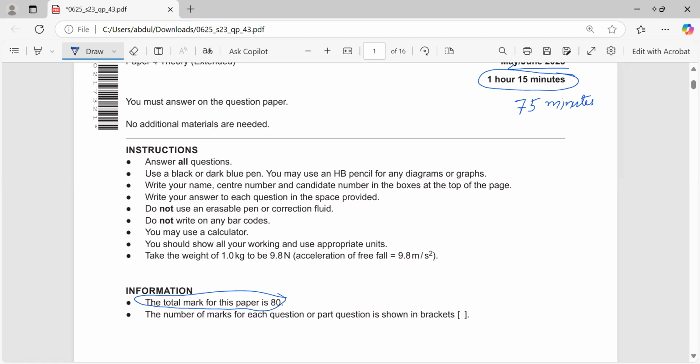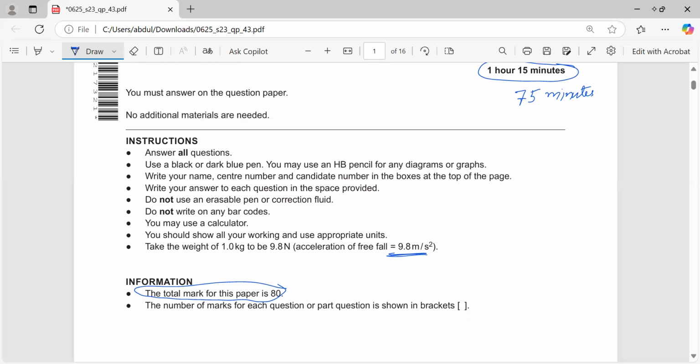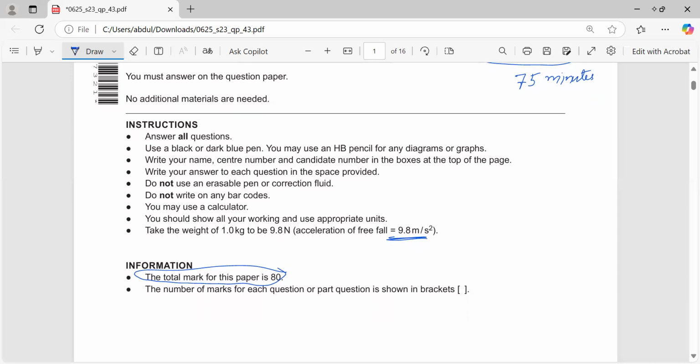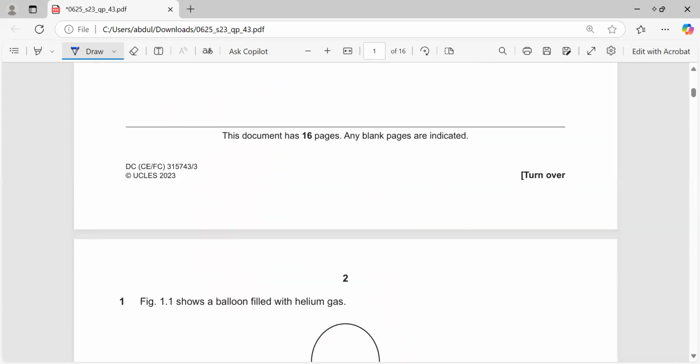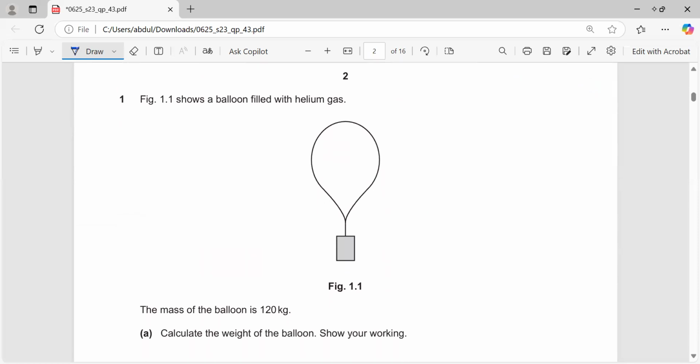One more thing: we are no more going to use the value of g, acceleration due to gravity or gravitational field strength, as 10. We are only going to use 9.8 meters per second square for small g. Now, let's start our first question.